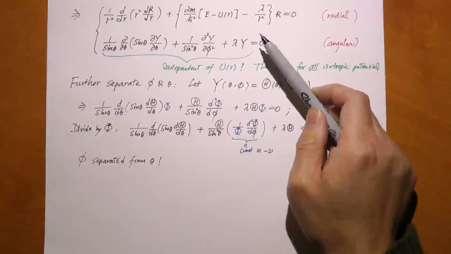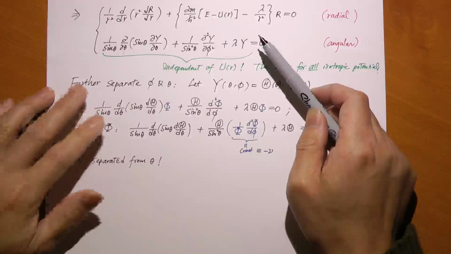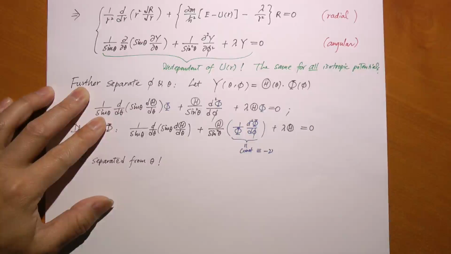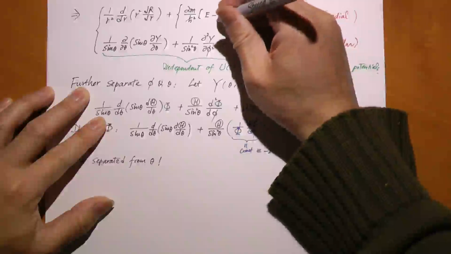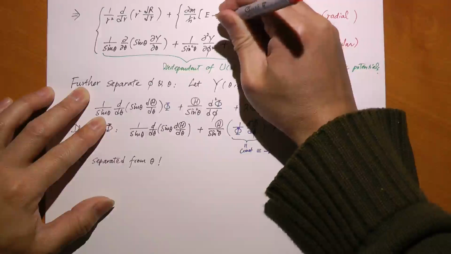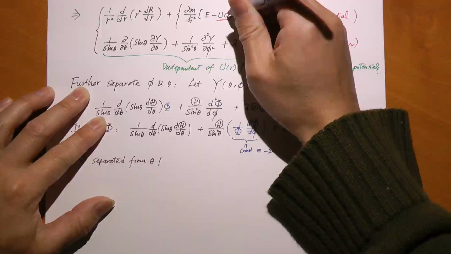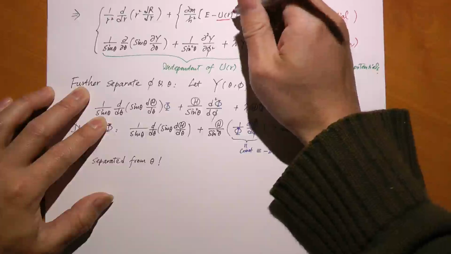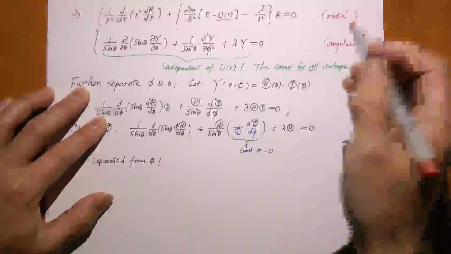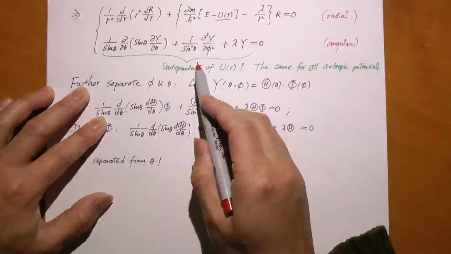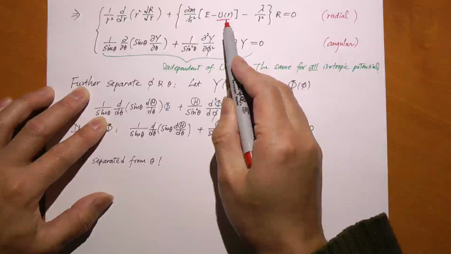Now if you take a closer look, you'll find that the radial part of the wave function depends on the radial expression for the potential energy U. So if it's not a Coulomb potential, the behavior of this function R will be different. But the angular part has nothing to do with U.